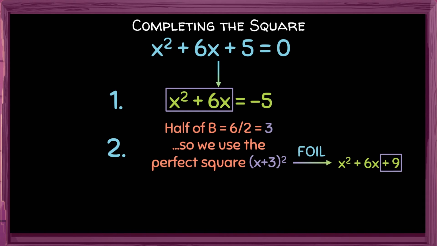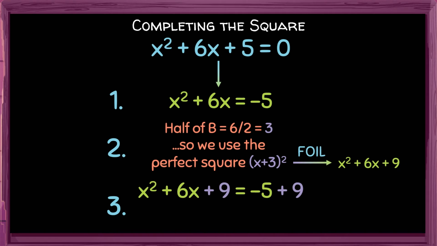When we add 9 to both sides, we get x squared plus 6x plus 9 equals negative 5 plus 9. Now we just simplify what we have. On the left side, we have the perfect square we've been wanting all along. We can finally rewrite our left side as x plus 3 squared. On the right side, negative 5 plus 9 simplifies to positive 4. So our whole equation is now x plus 3 squared equals 4. We're done with our third step.